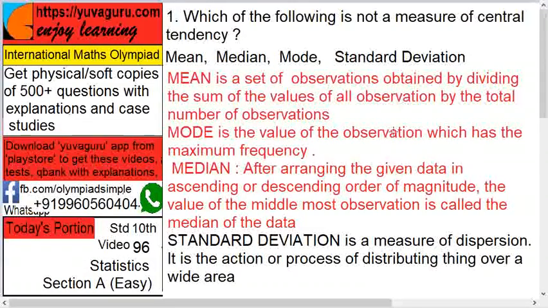But what is standard deviation? It is a measure of dispersion. It is an action or process of distributing things over a wider area. It means it is not moving towards one number. It is moving towards a wider area, more numbers. So standard deviation is not a measure of central tendency.